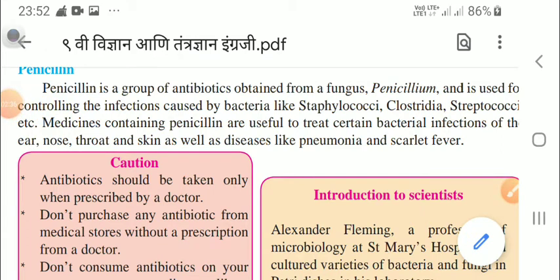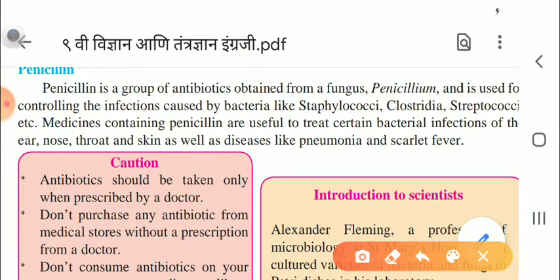Now let us see, children. We are going to study about the penicillin. Penicillin is a group of antibiotics that is obtained from the fungus, and that fungus is named as Penicillium. It is used for what? For controlling the infections which are caused by bacteria.